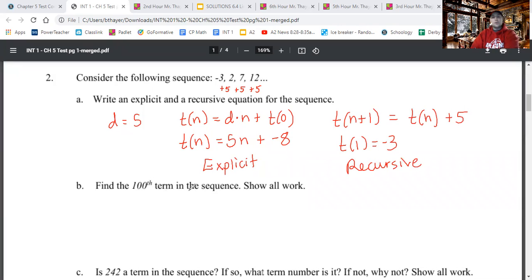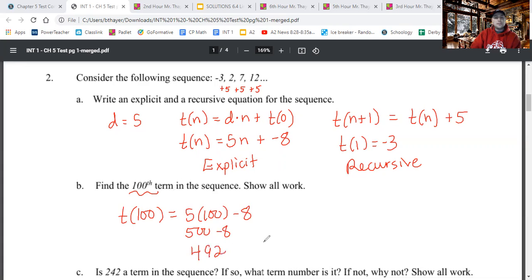Now, using one of those equations, let's find the 100th term in the sequence. We would definitely use the explicit because you can find any term in the sequence. Recursive limits you to only finding the next term in line. So if you wanted the 100th, you would need to know the 99th term. So we'll plug in 100 for n, so that means position, and we'll do 5 times 100 minus 8, or 500 minus 8, which gives us 492 is the 100th term in the sequence.